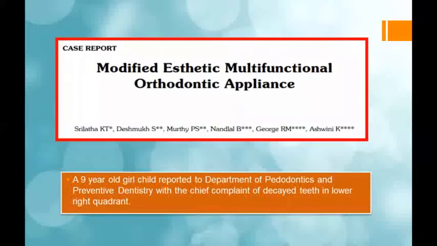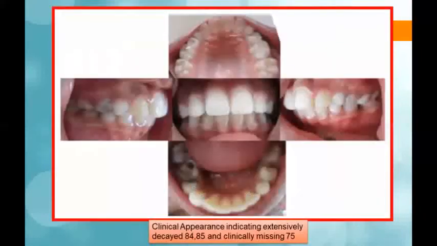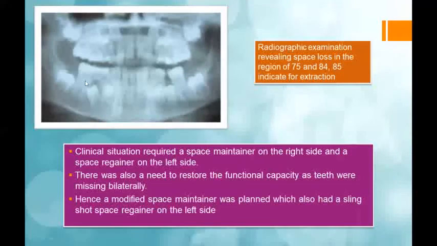Now the modified aesthetic multifunctional orthodontic appliance by Srilatha Keti et al. Here, a 9-year-old girl child reported to the Department of Periodontics and Preventive Dentistry with the chief complaint of decayed teeth in the lower right quadrant, and the clinical appearance indicated extensively decayed 84 and 85 and clinically missing 75. On radiographic examination, there was space loss in the region of 75, and 84 and 85 were indicated for extraction.